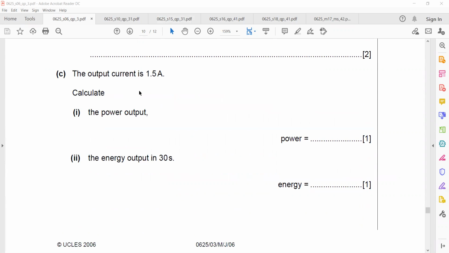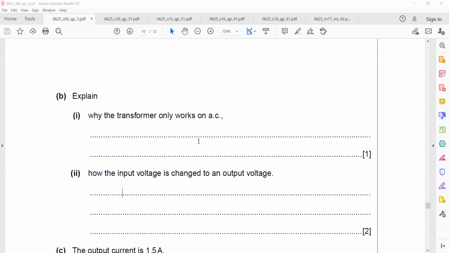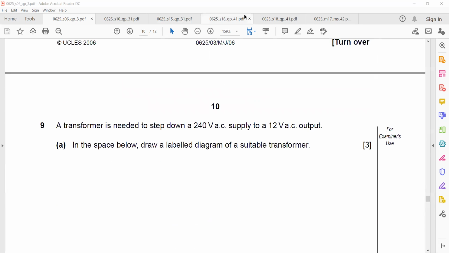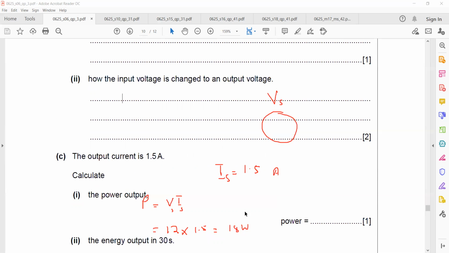Then the output current is 1.5 ampere. What is the output power? So output current is there and output voltage is there. So this is the output voltage, and we know the output current is 1.5. As we know, power is the product of voltage and current. So P equals VI. But in this case, it will be voltage of secondary and current of secondary. Voltage 12, current is 1.5. So 12 into 1.5 is equal to 18 watts. So the output of this transformer is only 18 watts.